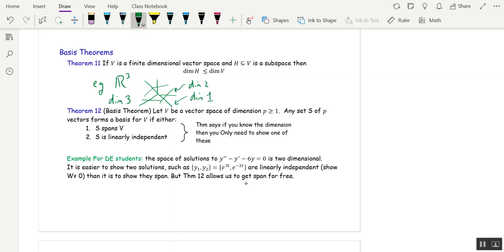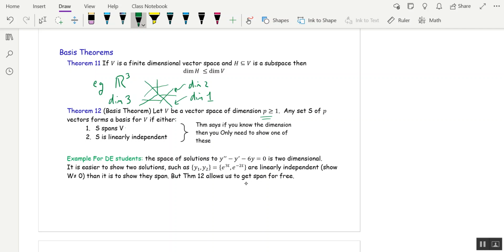Let V be a vector space, and suppose you know the dimension. The dimension is P. Also suppose you have a set of P vectors in V. Then those vectors form a basis if either they span or they're linearly independent. Typically, we require both of those things. You have to verify span and linear independence.